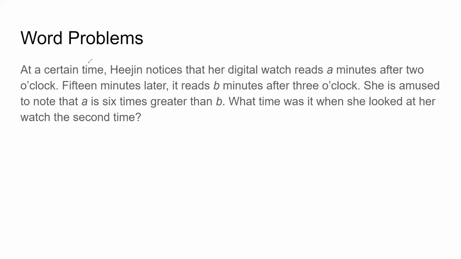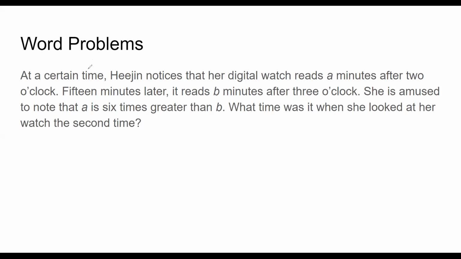At a certain time, Heejun notices that her digital watch reads A minutes after 2 o'clock. 15 minutes later, it reads B minutes after 3 o'clock. She is amused to note that A is 6 times greater than B. What time was it when she looked at her watch the second time? Well, here, they already give us our variables, so we don't have to define them. They give us A and B.